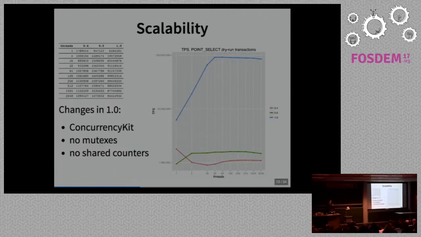There are also no mutexes at all, at least on critical code paths, and there are no shared counters. So all statistics is now calculated per thread and only aggregated when you need them. Basically, either for intermediate reports during the benchmark execution, or for the cumulative report at the end of the benchmark.